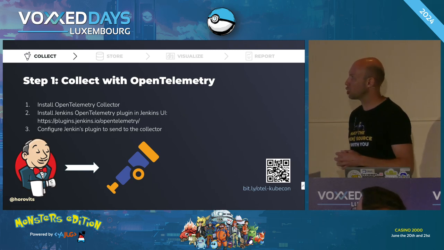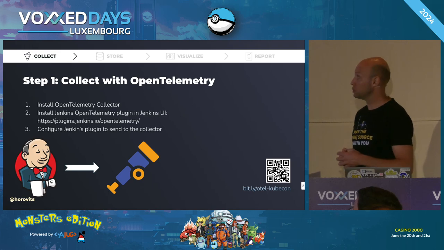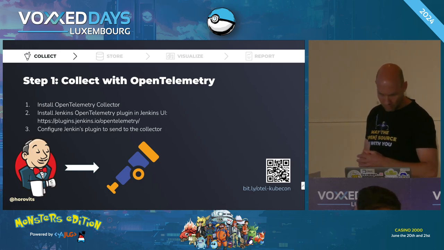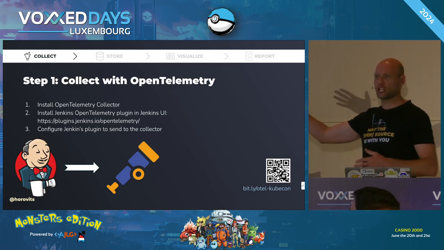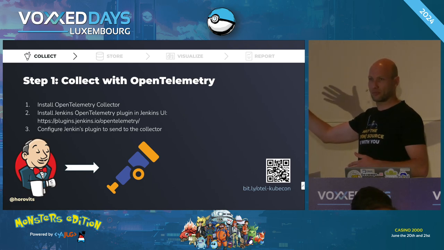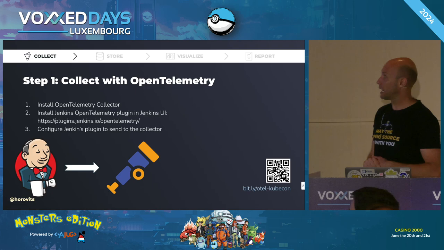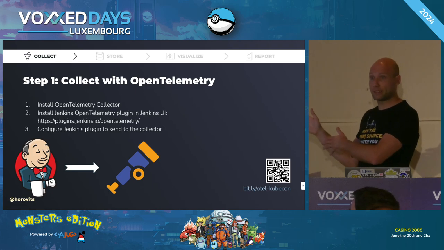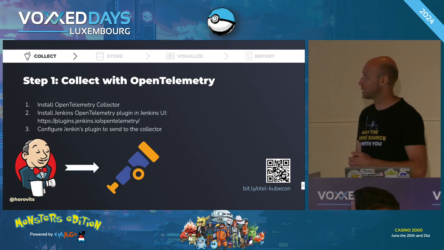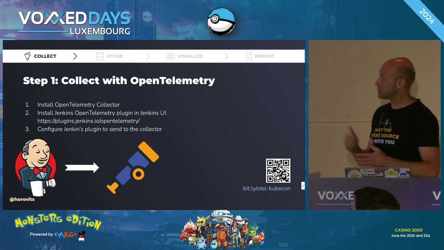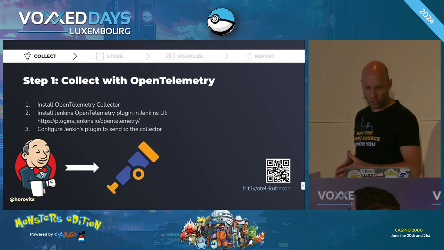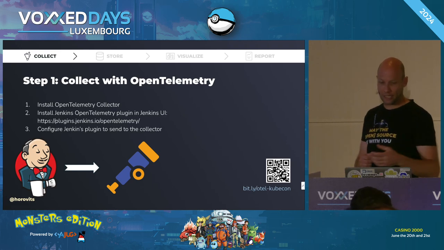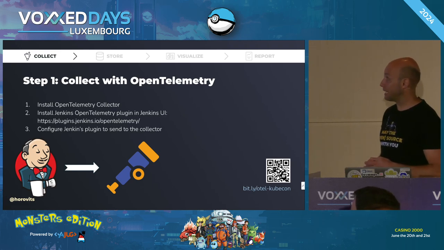I'm going to talk about the OpenTelemetry collector that we used. By the way, it's generally available for traces, has been for 3 years, so very stable. And it was GA when we started this project, so we went for OpenTelemetry. And the way to do that, as you can see here, the first step is to set up an OpenTelemetry collector. Then you install the Jenkins OpenTelemetry plugin.